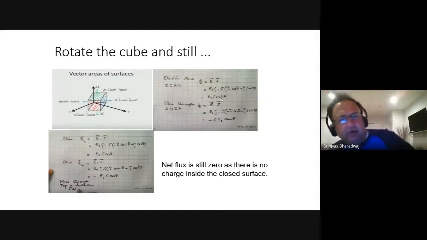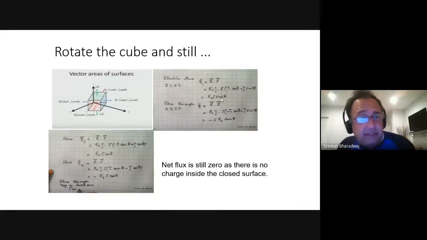Okay. So now let's say he rotates the cube. You rotate the cube, it will still be 0. Why? Because there is no enclosed charge. There is still no enclosed charge. Okay. So regardless of how you rotate and all that, Gauss's law tells you there is still no charge.